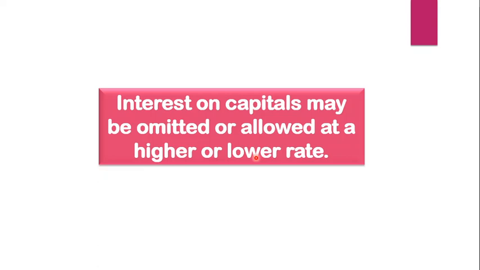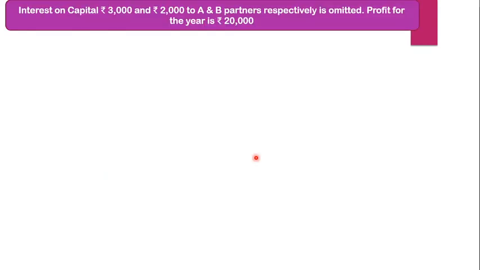Let's take interest on capital. As I said, it may be omitted, or allowed at a higher or lower rate. So in my example, interest on capital to A and B is omitted. 3,000 and 2,000 interest on capital was supposed to be given to A and B, but this is omitted. And profit for the year is 20,000.